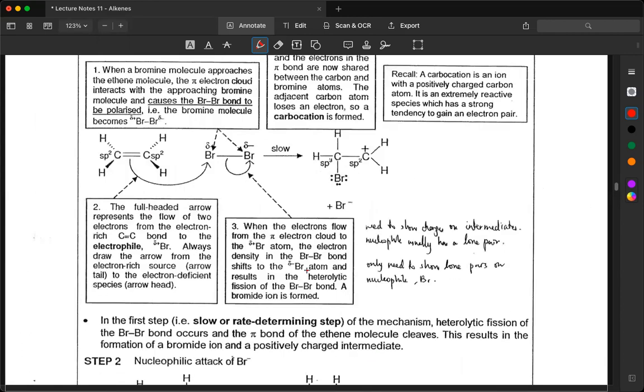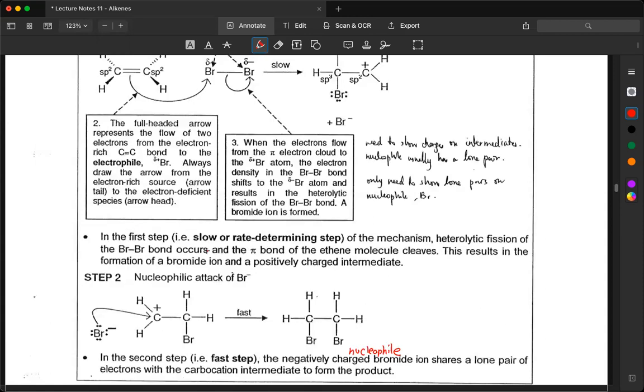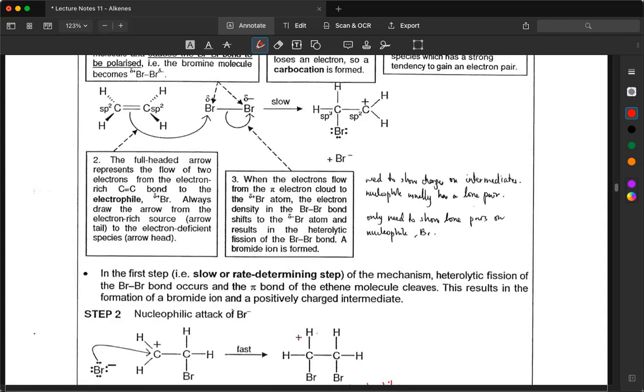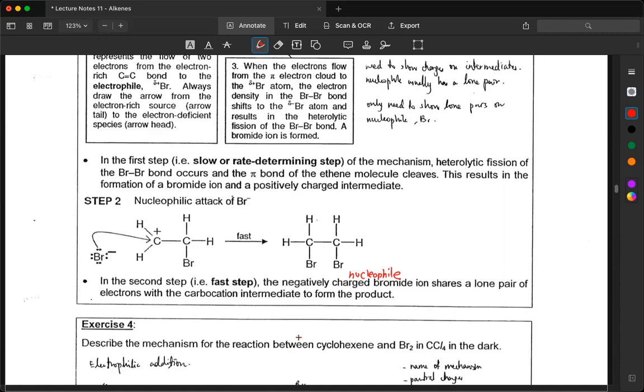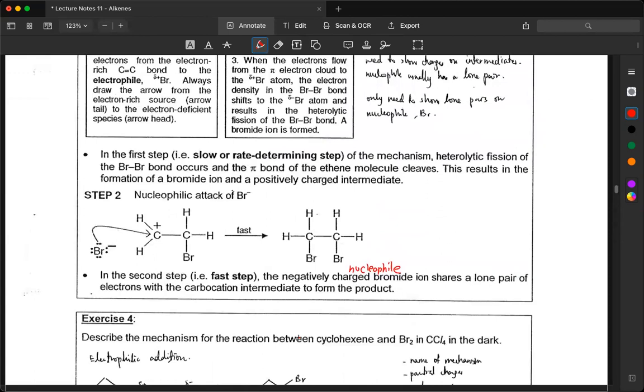Okay, so in this case, there is no major or minor here because we do not have a methyl group, okay, which will affect it. Later we'll talk about that. Now, so let's try this question.